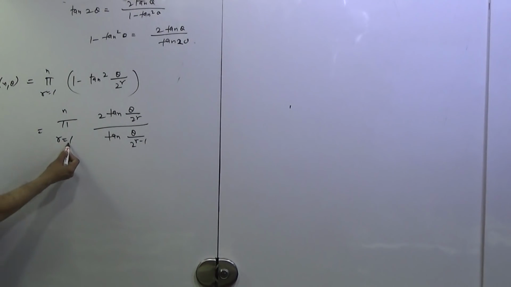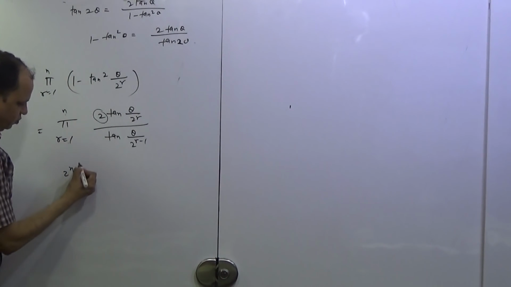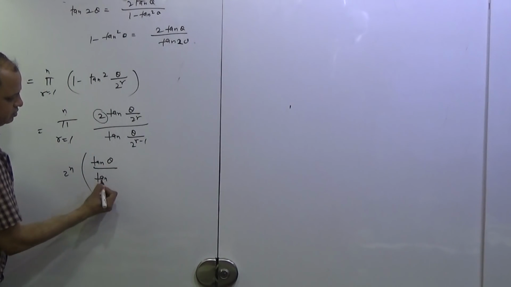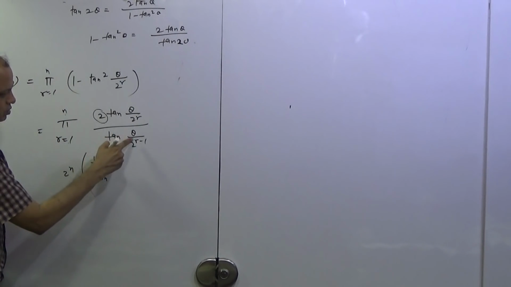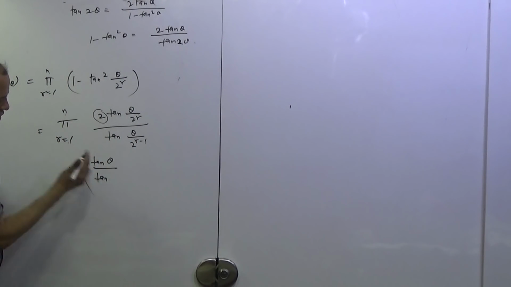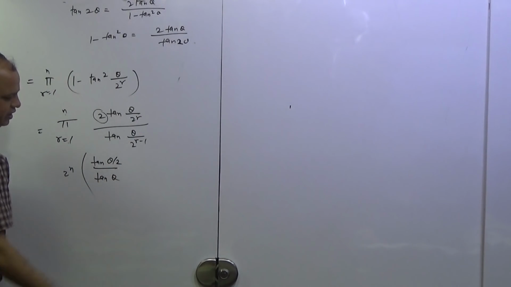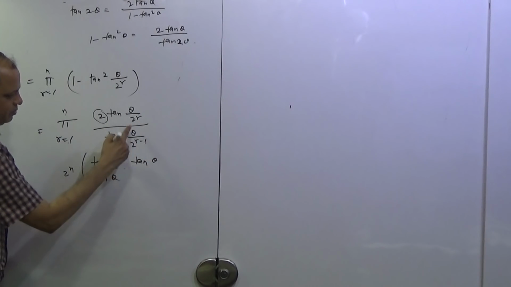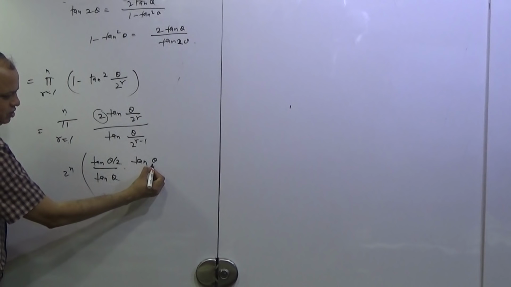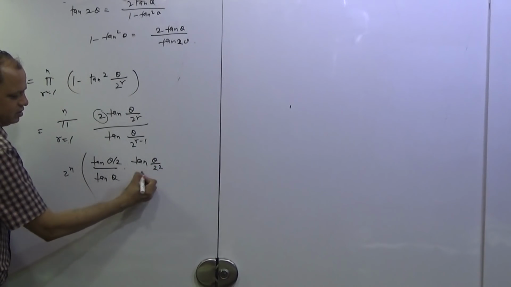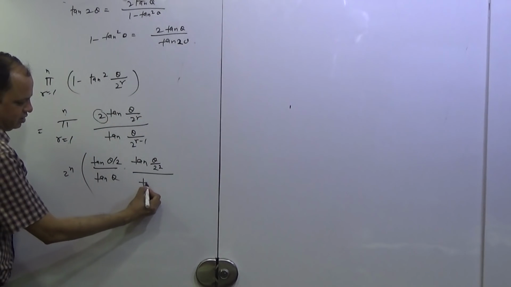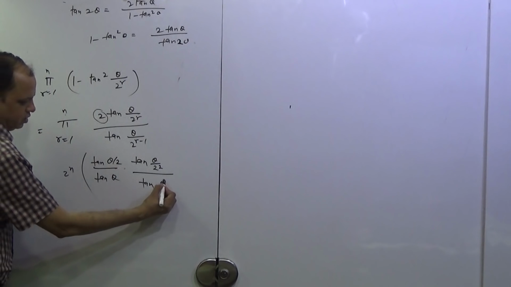So you will write this how many times? N times. This will become 2 raised to power n. What is left inside? I write the first term for r equal to 1: tan theta by 2 upon tan theta. What is the second term? Tan of theta by 2 upon tan of theta by 2 squared. I am writing r equal to 2 now. Don't forget this. So this will be tan of theta by 2 squared, divided by the denominator tan of theta by 2.